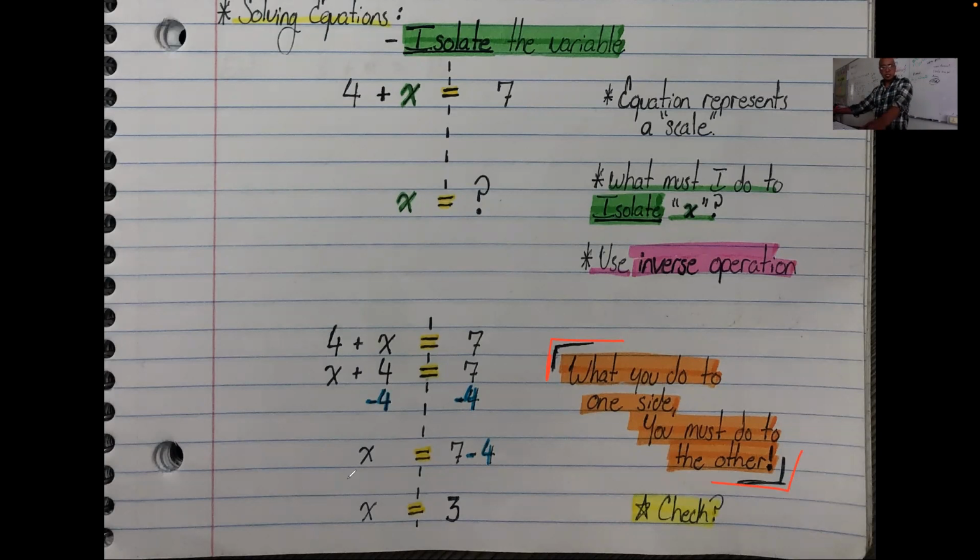And so that's precisely what we've done here, ladies and gentlemen. 4 plus x, same thing as x plus 4. I want to isolate the variable, so I subtracted 4, and whatever I did to one side, I did to the other. And so 7 minus 4 is equal to 3.